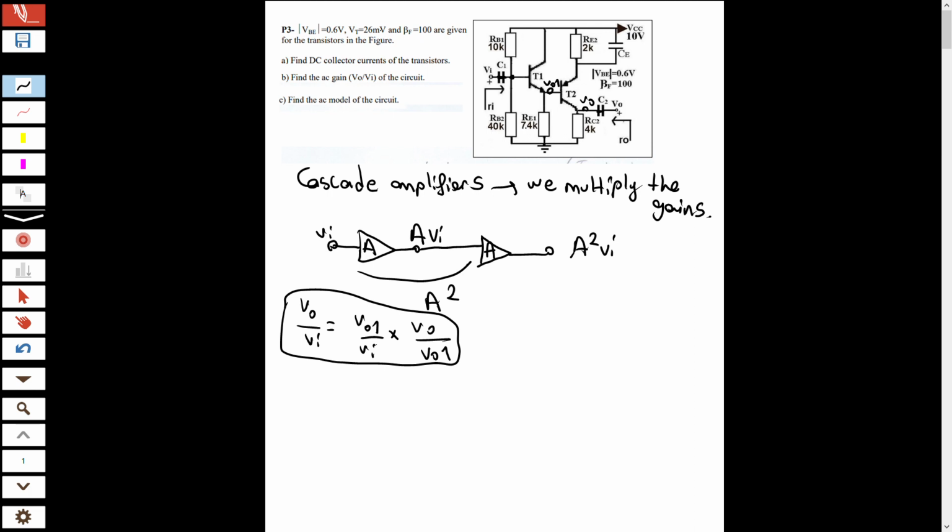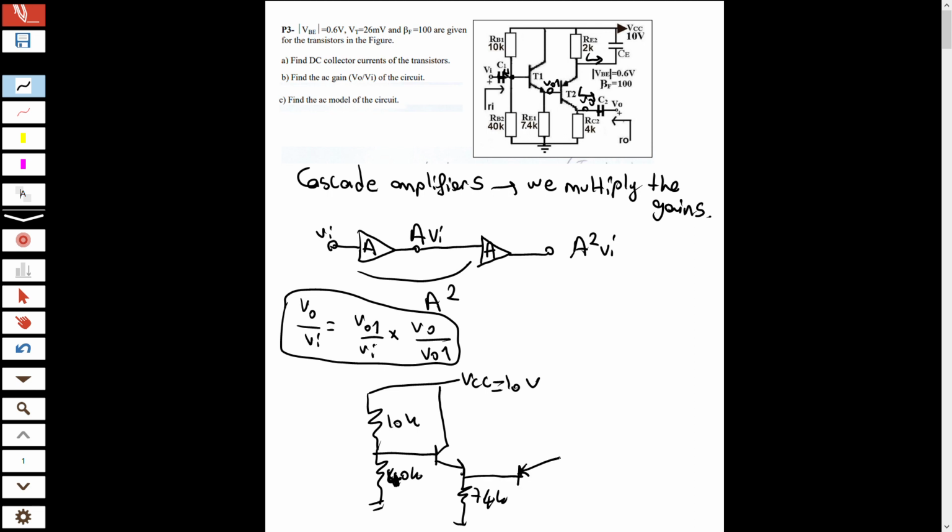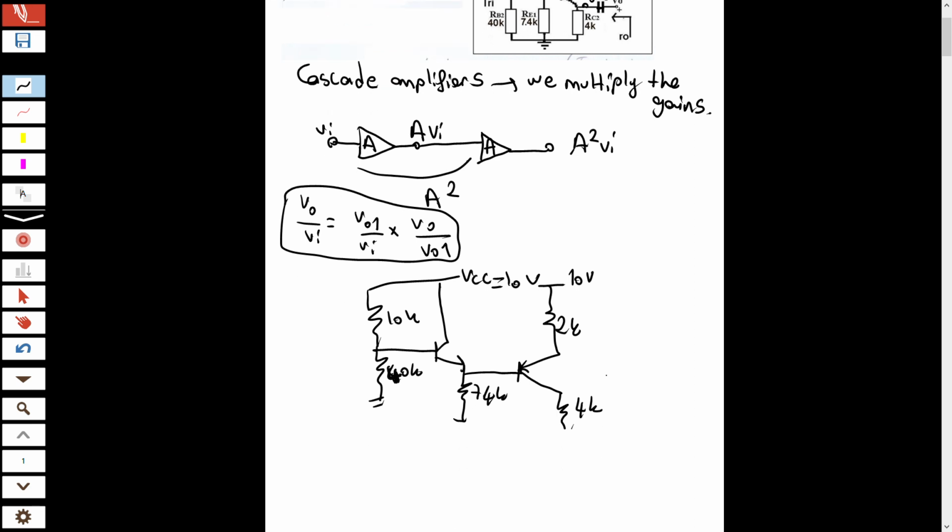In the question, beta is 100, thermal voltage is 26 millivolt, and the absolute value of VBE is 0.6 volt. Find the DC collector currents of the transistors. In the DC case, remember, capacitors are open circuited. There will be no current passing through these capacitors. So in the DC case, my circuit becomes like this: VCC 10 volts, and then 10K, here 40K, and then my transistor comes, 7.4K, 2K. This is PNP by the way, and there is 4K here. We should find IC1 and IC2.